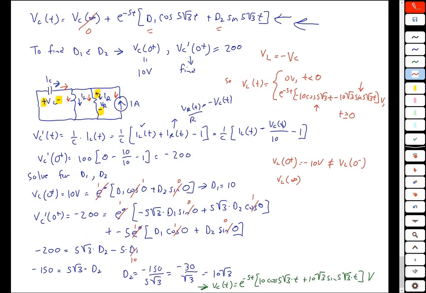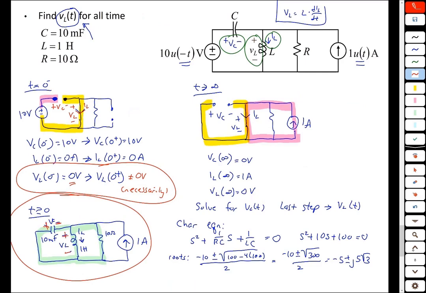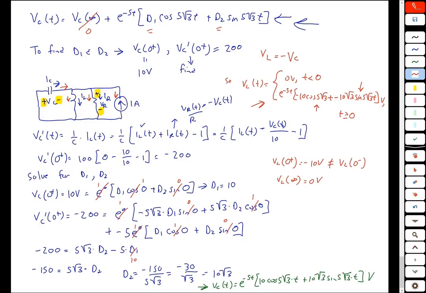VL of infinity, if you plug infinity into this expression here, what happens is the e to the minus 5t goes to 0, so VL of infinity is 0 volts, which does indeed agree with what we expect to have here. So that check doesn't prove that our answer is correct, but at least it gives us some validation that it probably is correct. So our final expression for VL of t is given by this expression here.